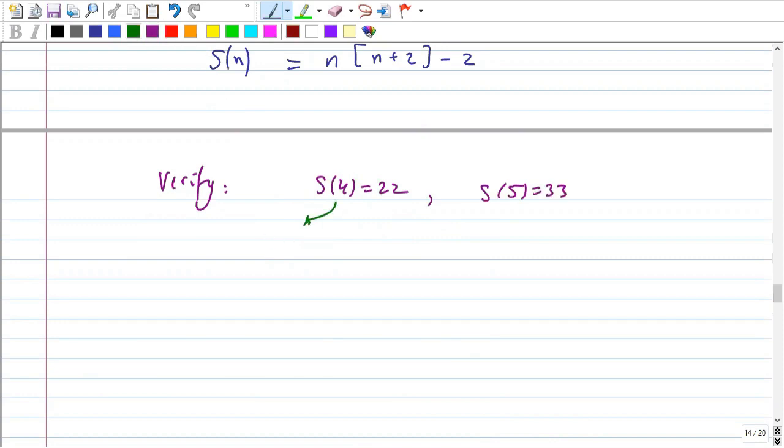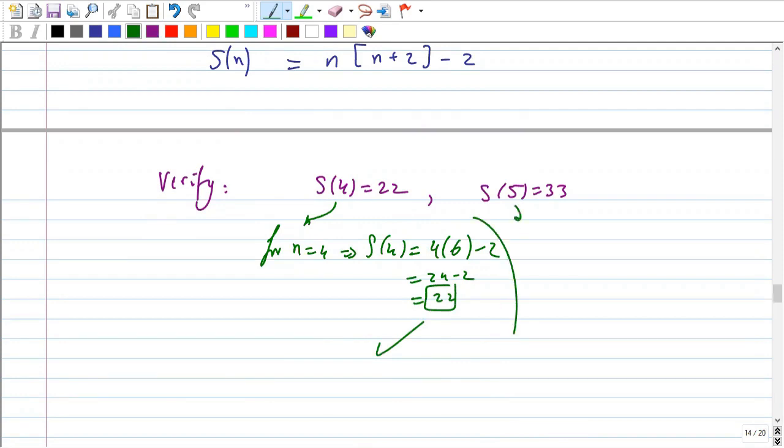Now S4 means n equals 4. So what do I get? If you plug in, you get 4 times 6 minus 2, which is 24 minus 2, so 22. So it works. If you want to verify for n equals 5, you plug in 5, you get 5 times 7 minus 2. 35 minus 2 is 33 back. So it is true.